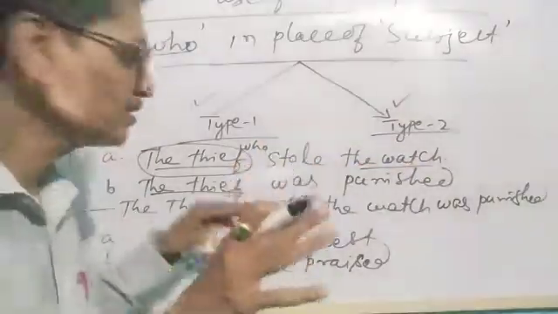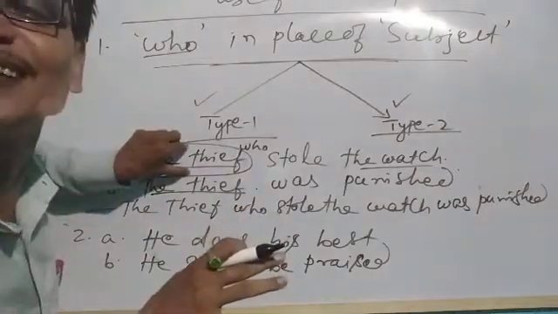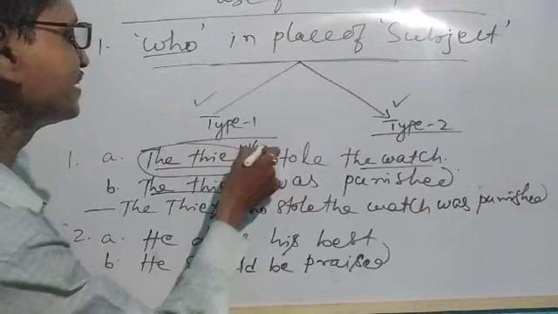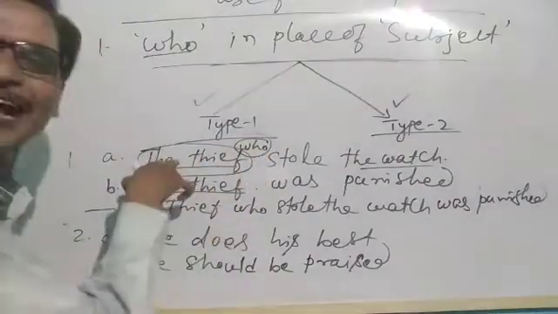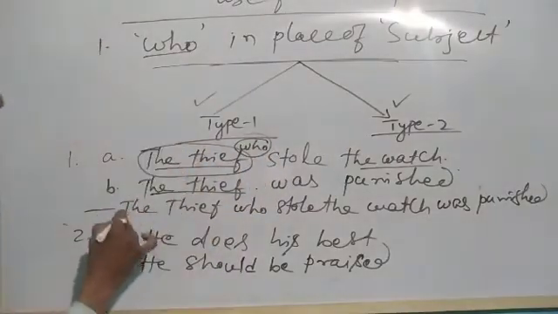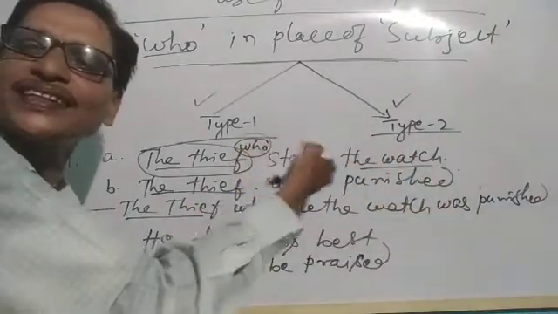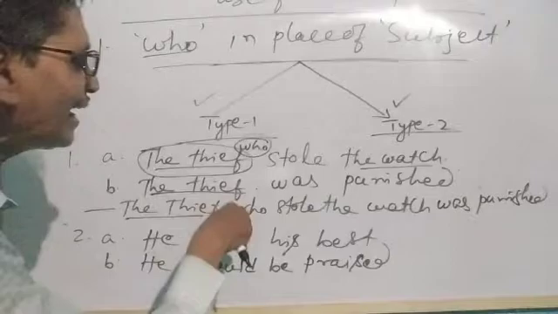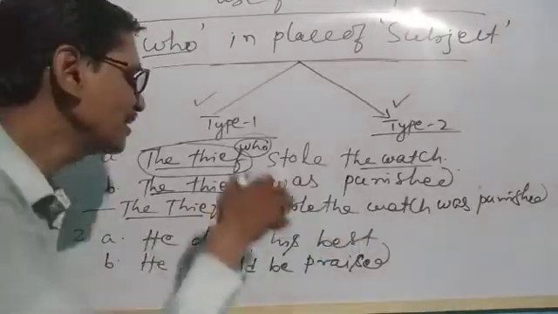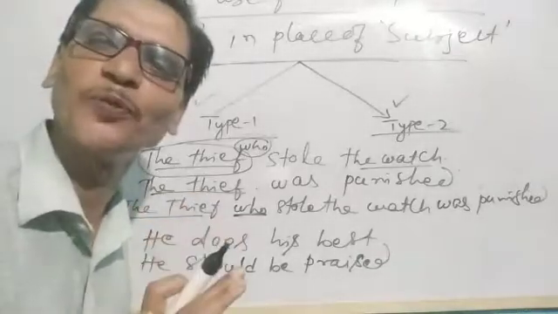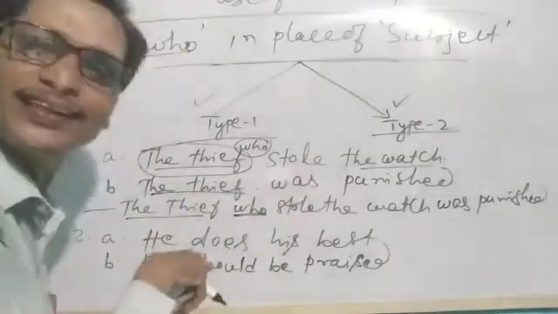Right now you understood? We took the first sentence and added it with the second sentence using this relative pronoun in place of that. So here, the thief who stole the watch, that means we took the first sentence and added it with the second sentence using the relative pronoun. This is type 2.